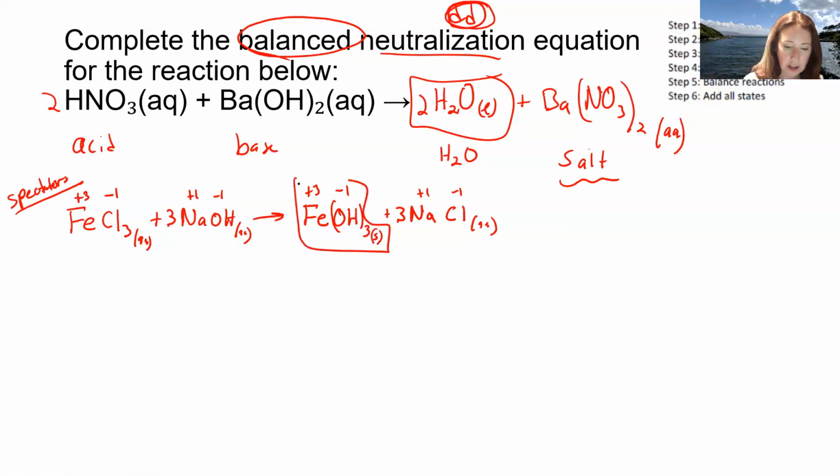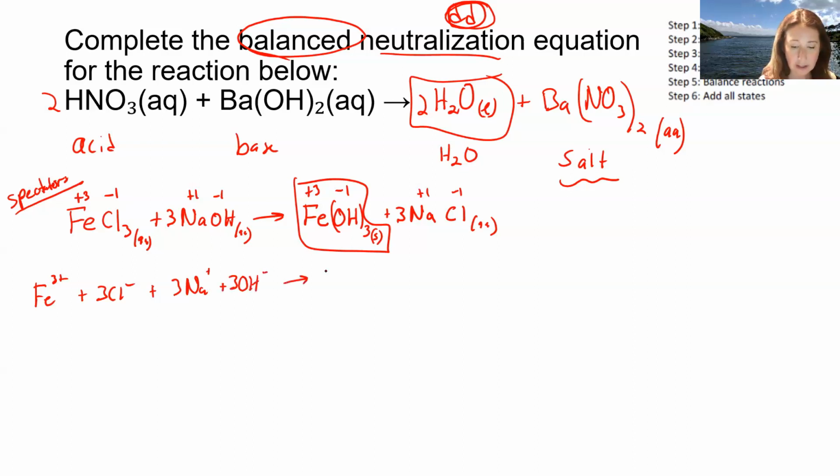So this one is going to stay together. Everything else is going to fall apart. So we have Fe 3 plus, 3 Cl minuses, plus 3 Na pluses, plus 3 OH minuses makes, don't take this apart, Fe(OH)3 solid, plus 3 Na pluses plus 3 Cl minuses. So I just dissociated everything. Remember, these are all AQs, I just didn't write the AQs.